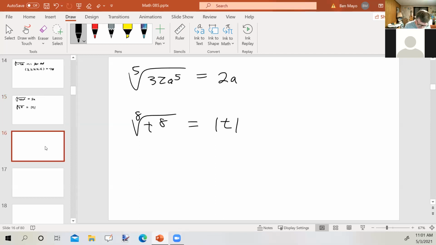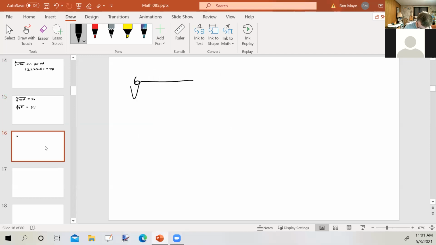All right, let's take a look at this one. The sixth root of 64b to the sixth power. Well, 64 is 2 times 2 is 4, times 2 is 8, times 2 is 16, times 2 is 32, times 2 is 64. So the sixth root of 64 is 2. The sixth root of b to the sixth is b. However, since b could be positive or negative, and we're taking an even root, we have to use absolute value bars around the b. What if we had this, the sixth root of 64b to the 12th power?